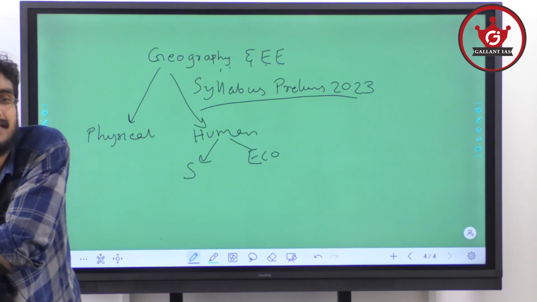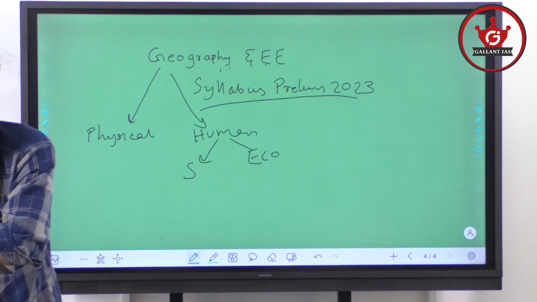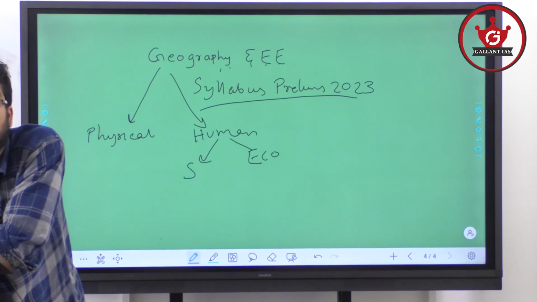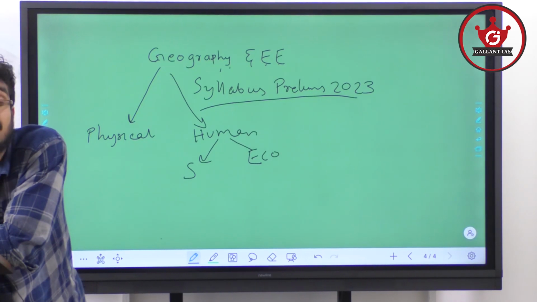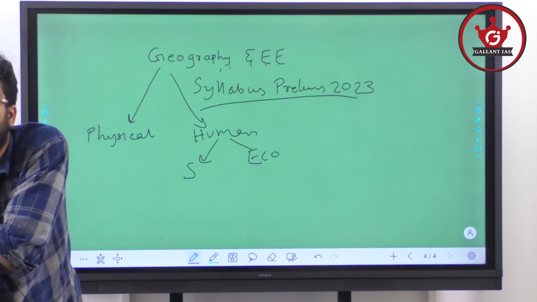Anyone? Topography, Indian topography, or the physiography of India, like the Himalayas and all. Any other? River system, good. Yeah, monsoon. Forest. So anything related to India comes under Indian geography.